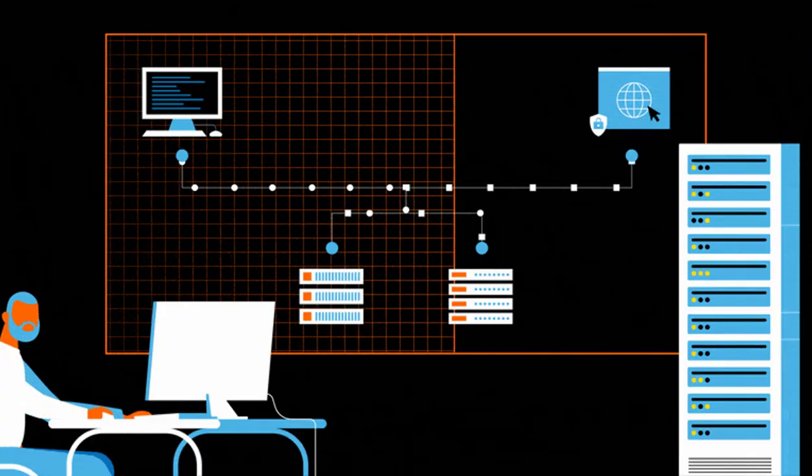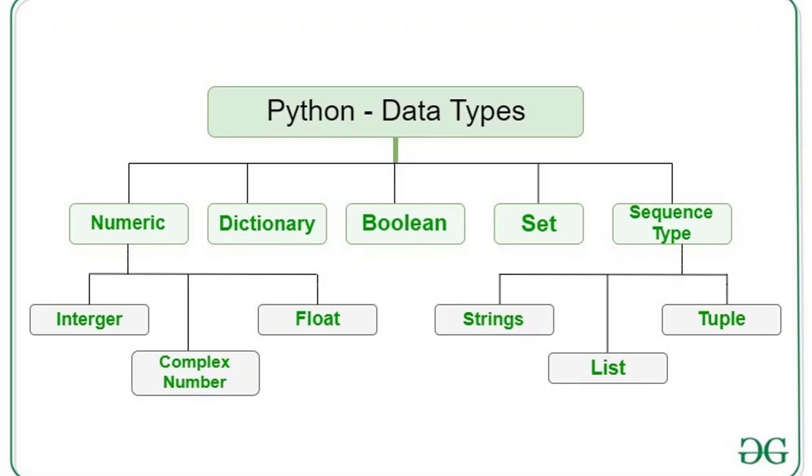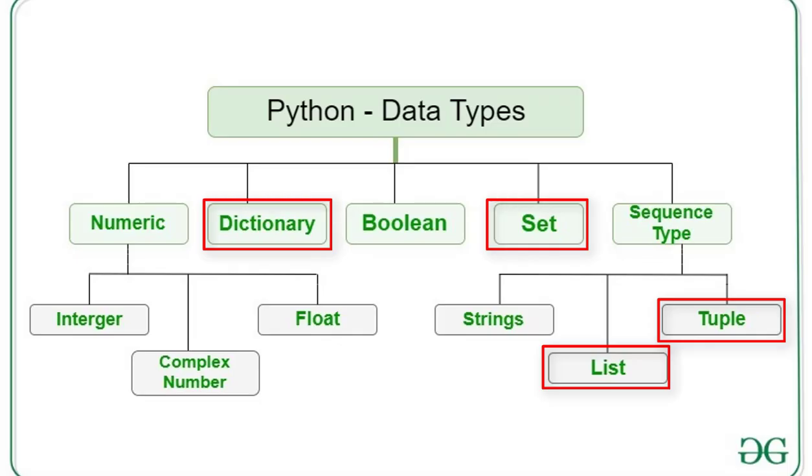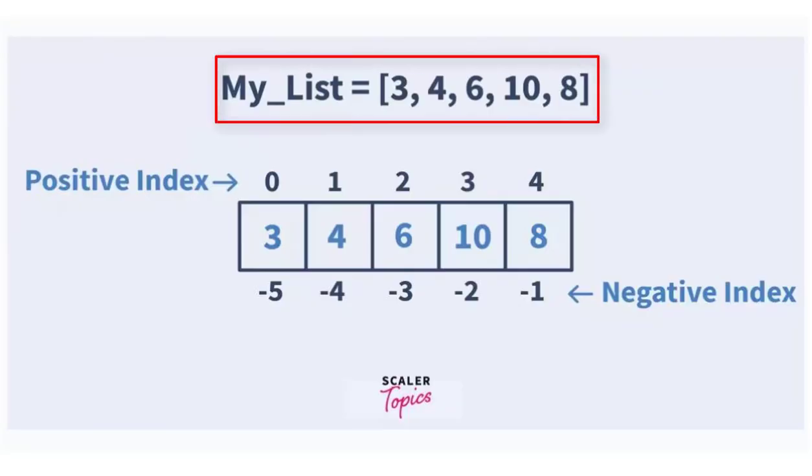Storing and managing data is very important in programming, and in Python, we have 4 built-in data types that are used to store collections of data: lists, tuples, sets, and dictionaries, all with different qualities and usage. Lists are used to store multiple items in a single variable. Lists are created using square brackets.